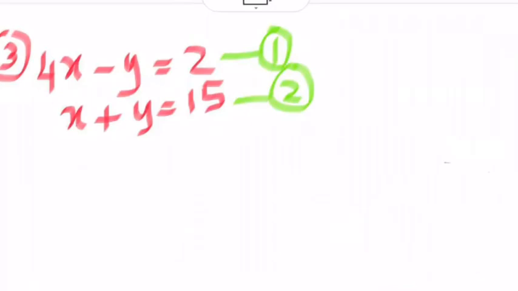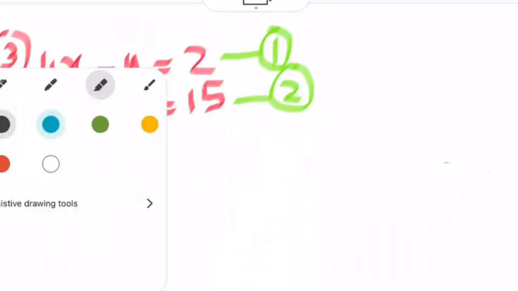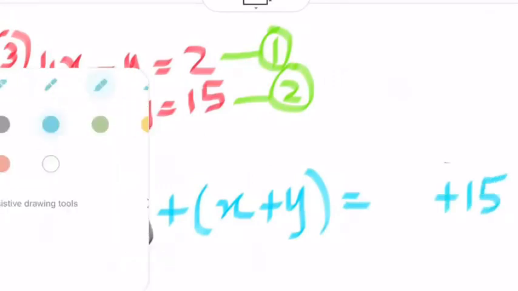Tambahlah equation 1 plus equation 2. So jadi 4x. Okay, kejap. 4x minus y itu yang first equation. Second equation kita akan plus x plus y sama dengan 2.